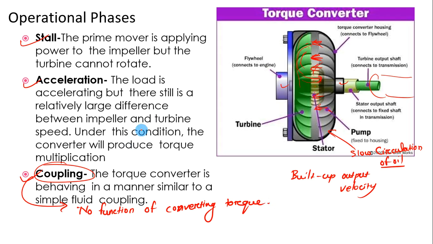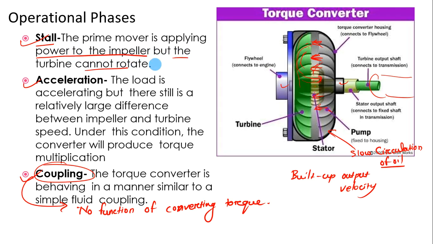OK. So what is happening in the stall? In the stall phase, the prime mover is applying power to the impeller. The engine power is already applied to the impeller, but the turbine cannot rotate, as I just said. Why? The oil jet force that should rotate the turbine has not yet been produced. That is the stall position.